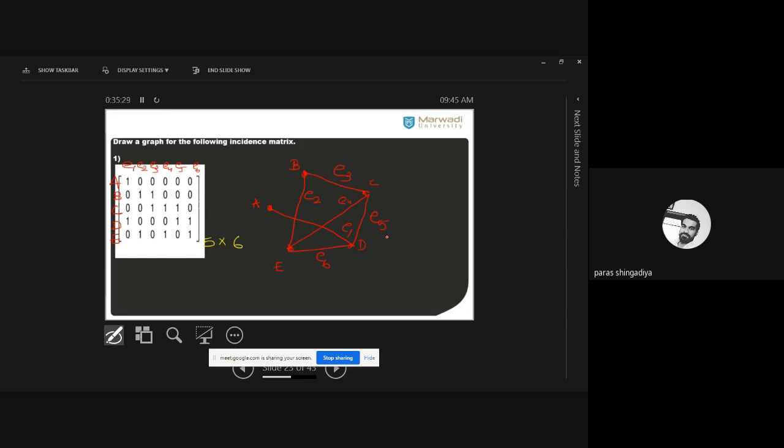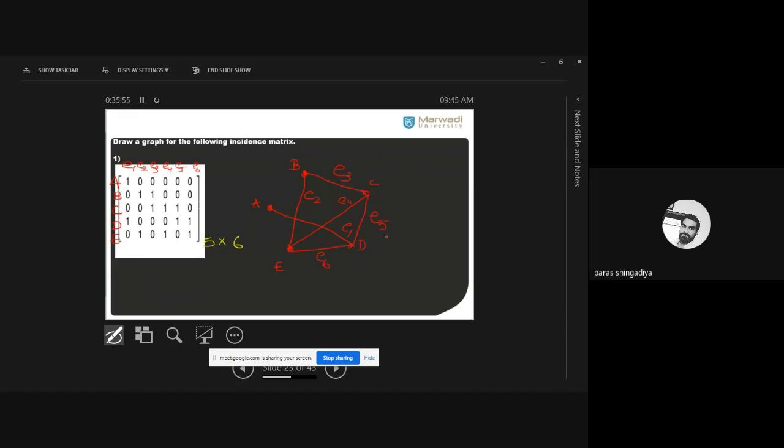So B की degree graph में 2 रहनी चाहिए, ठीक है? The third row has three 1s. So what does it mean? Degree of C should be 3. The fourth row has three 1s, so degree of D should also be 3. And the last row also has three 1s, so degree of E should be 3. There is degree 3, degree 3, that is 2, and that is 1.